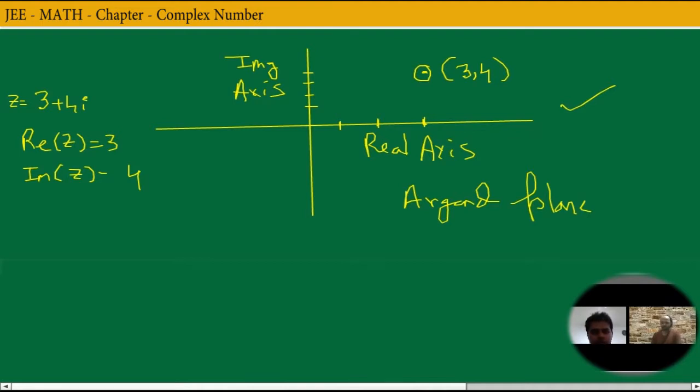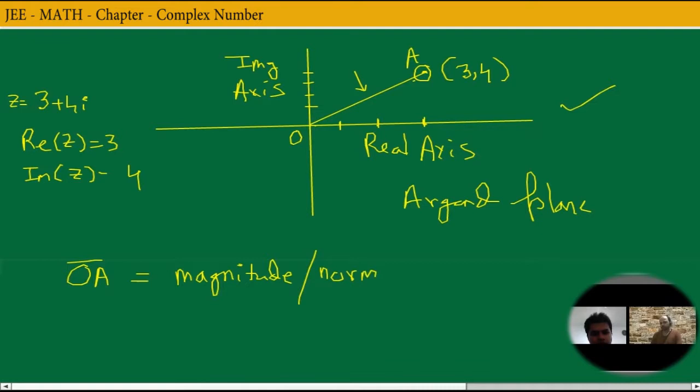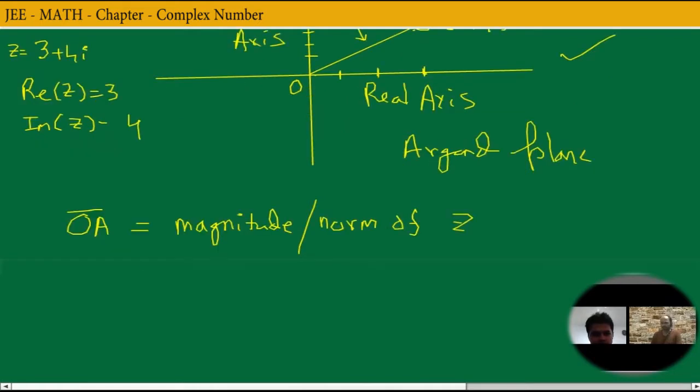Now the question is, if you try to connect this point with the point of intersection, or let's say the origin, let's say this point is A, can you see that it's a line segment basically. It's called the magnitude or norm of z. Does it make sense? Yes. So magnitude, it is denoted by this.